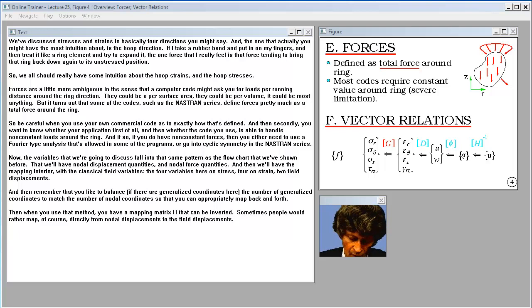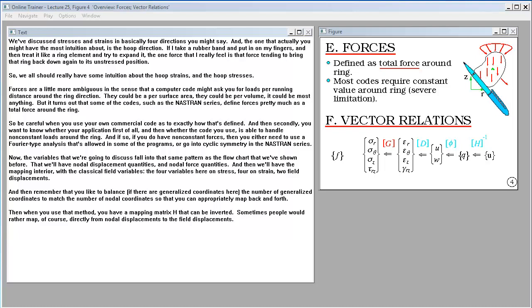Forces are a little more ambiguous. A computer code might ask you for loads per running distance around the ring direction. They could be per surface area, they could be per volume, it could be most anything. But it turns out that some of the codes, such as the Nastran series, define forces pretty much as a total force around the ring. So be careful when you use your own commercial code as to exactly how that's defined.